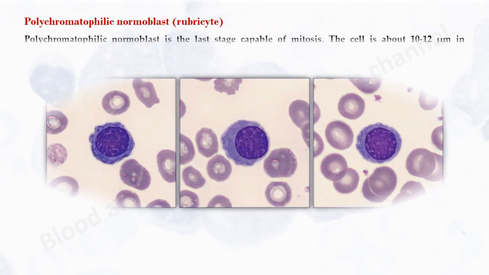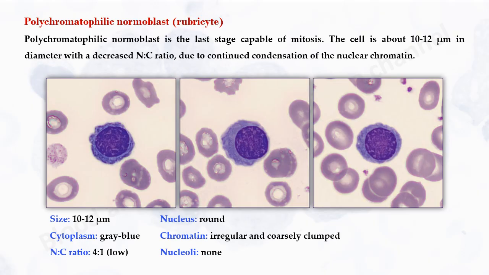Polychromatophilic normoblast is the last stage capable of mitosis. The cell is about 10 to 12 micrometers in diameter with a decreased NC ratio due to continued condensation of the nuclear chromatin. The cytoplasm is gray-blue colored due to the synthesis of large amounts of hemoglobin and decreasing numbers of ribosomes. The cell derives its name, polychromatophilic, from this characteristic cytoplasmic feature. The nuclear chromatin is irregular and coarsely clumped due to increased aggregation of nuclear heterochromatin.